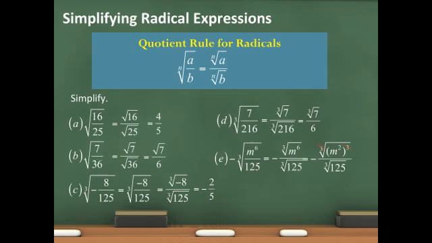In the denominator, we know that the cube root of 125 is 5. Again, don't forget the negative sign that was outside of the radical. So our final answer is negative m squared over 5.